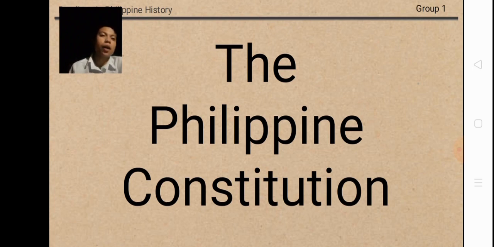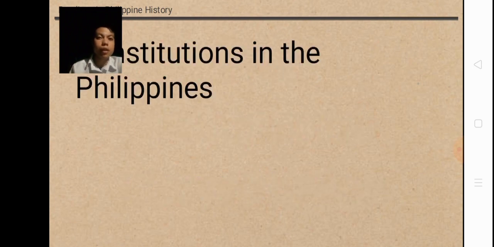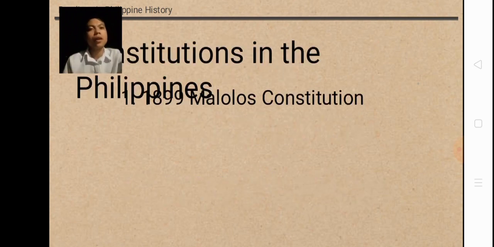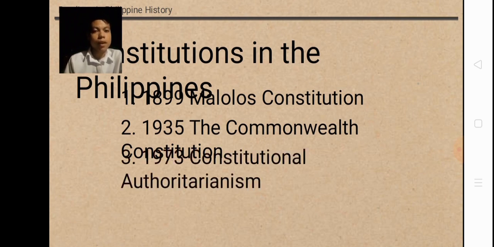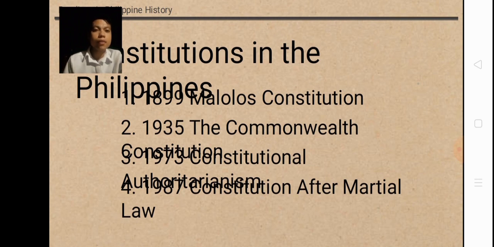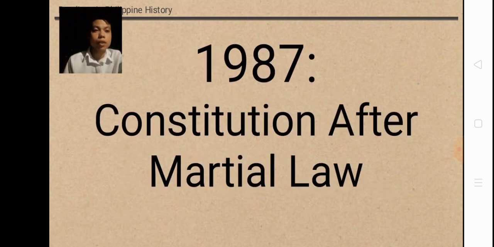So this time I will be discussing the topic, the Philippine Constitution, where we have four constitutions in our country. First, the 1899 Malolos Constitution. Second is the 1935 Commonwealth Constitution. Next is the 1973 Constitutional Authoritarianism, and the last one is the 1987 Constitution after martial law. But this time, we will focus on the topic of the 1987 Constitution after martial law.